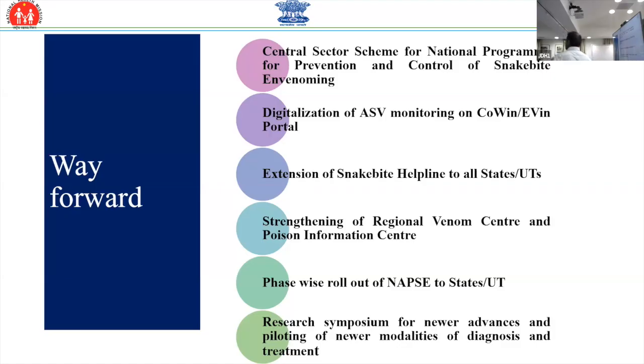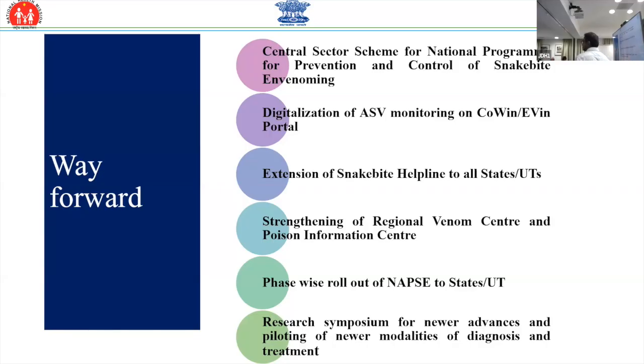Secondly is the digitalization of anti-snake venom, so we can see at national level and state level where anti-snake venom is available and where there is a shortage. Like we had for the COVID vaccine, the same portal will be used for that. We'll be extending the snake bite helpline to all the states so that every snake bite victim knows where he can go, and he also gets mapped to assess the effectiveness of the current polyvalent antivenom. We will be issuing guidelines so that the quality of the current polyvalent antivenom improves and it is delivered to all the snake bite victims.